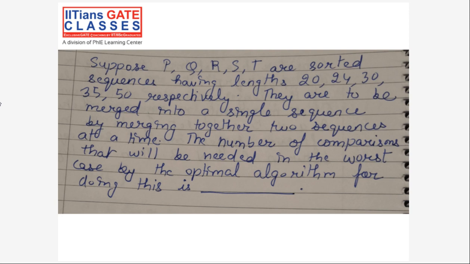So in this problem, what they are saying is, these are 5 sorted sequences having these lengths, okay? They are to be merged into a single sequence, I mean, merged into a single array. How many comparisons will be required in the worst case by the optimal algorithm? In the worst case by the optimal algorithm, how many comparisons are required?